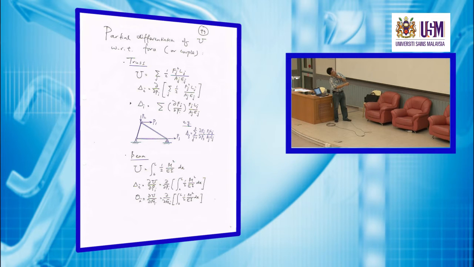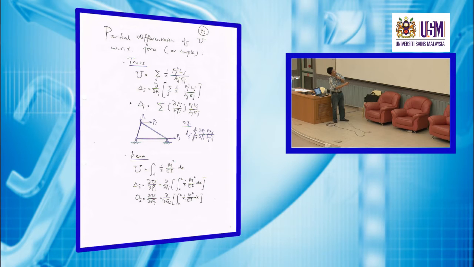Differentiate with respect to this load, multiply with the forces of each member, the length divided by AE, and do this for this member, this member, this member, and you do the summations. Then you get delta 3. For a beam, which is bending, you cannot run away from bending moment. This is the strain energy: half bending moment squared divided by EI, do integrations.